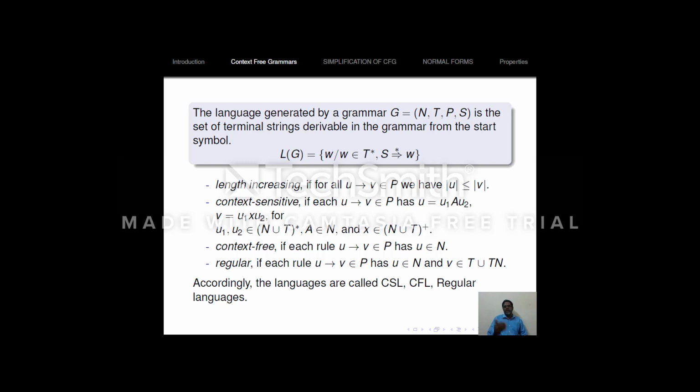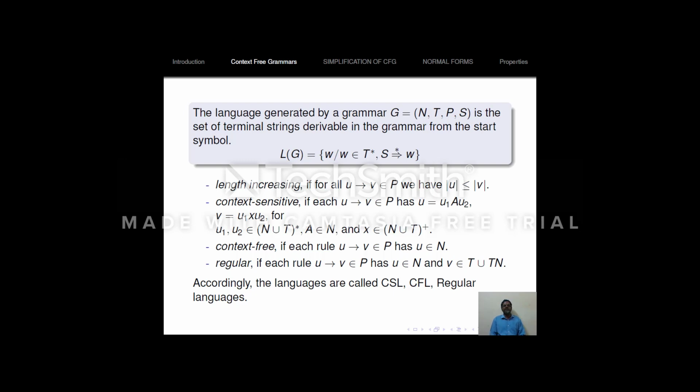So now coming back to our discussion on the length increasing grammar, if in all the productions the length of the left hand side is always less than or equal to the length of the right hand side of the production, then we call that grammar a length increasing grammar.